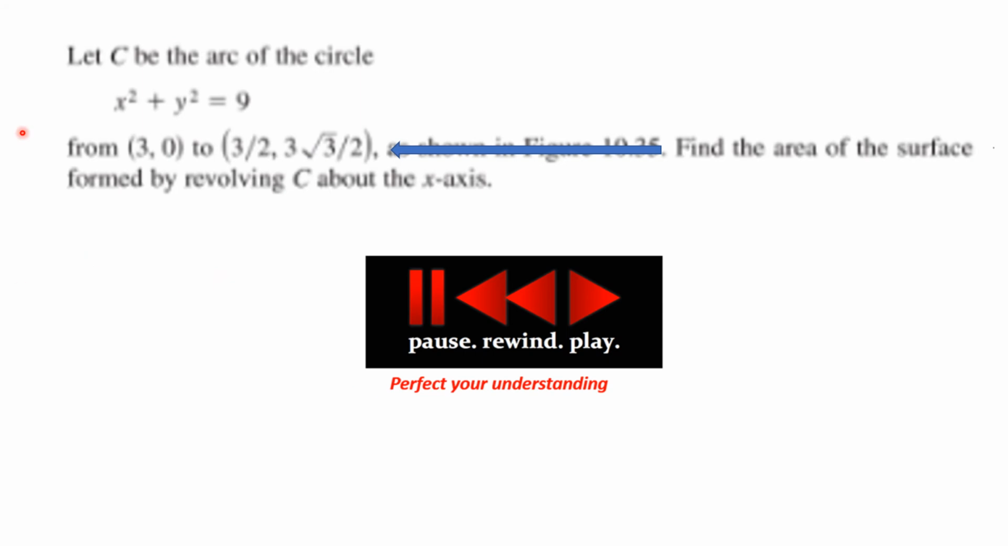Here's another problem for you to tackle. Let C be the arc of the circle. So here's the circle, but you're only talking about an arc of it. The circle, though, is x squared plus y squared equals 9. And we're talking about going from (3, 0) to (3/2, 3 root 3 over 2). I'm not going to give you a picture. You'll want to figure that out. And find the area of the surface formed by revolving C, that's this arc of the circle, about the x-axis. You know what to do. Let's see how you did.